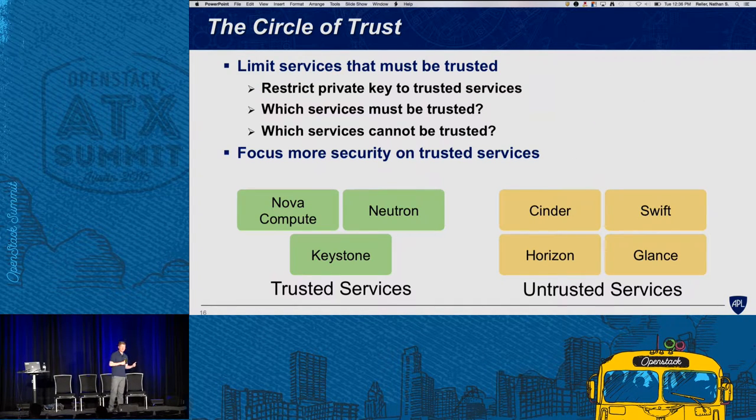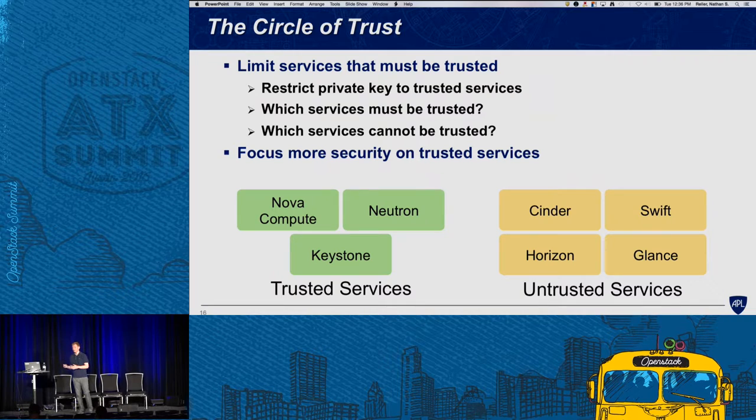Now, the downside of this is, which services are we going to trust to have that private key? And this is where I think things will be interesting in the community, because there are certain services that we know you must trust. If you're going to run something in the cloud, you must trust your compute node, because it has your hypervisor and it can see everything. So that's an easy case where we can say, okay, it should have access to the private key, and we have use cases that demonstrate a need to have that key. We have some other ones like Keystone and Neutron, which are probably likely good candidates for trusted services, but I'd have to dig more into those.